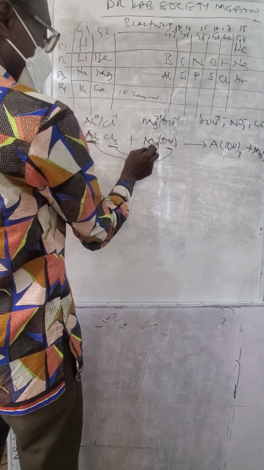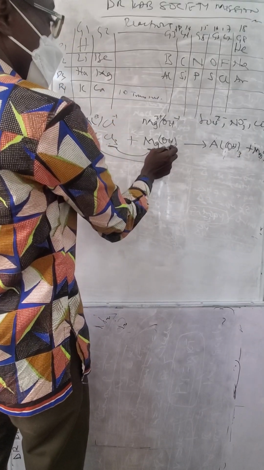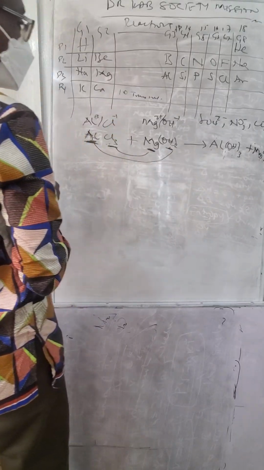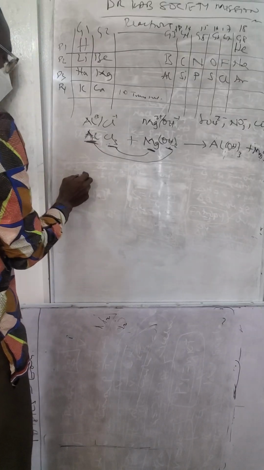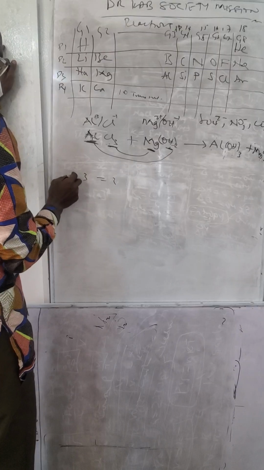Now let's see, Mg, we have 1 here, we have 1 there. OH, we have 2 here. How many do we have here? 3. So how do you make it? Let's see, if you have 3 from here, chloride 3, you want to make it 2.